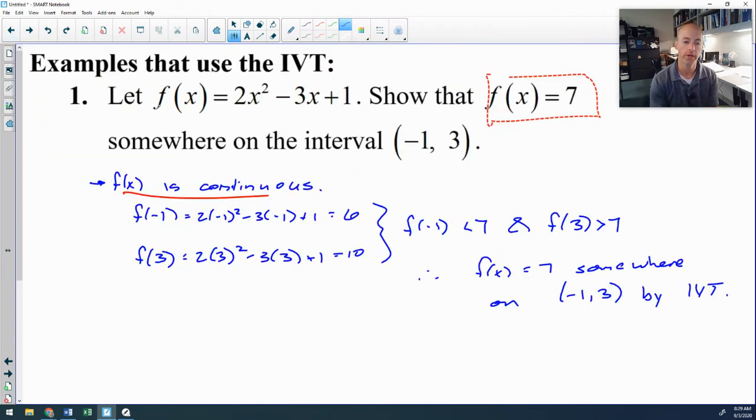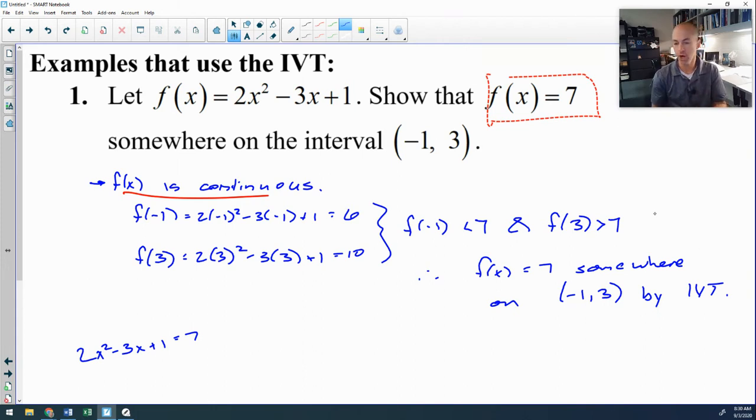Now, number 1, we could have set that one equal to 0. We could, or not 0, but 7. We could have said 2x squared minus 3x plus 1 is equal to 7. And that one we can solve relatively easy. If it does not factor, you could quadratic formula that and then just see if either of the two solutions fall between -1 and 3.